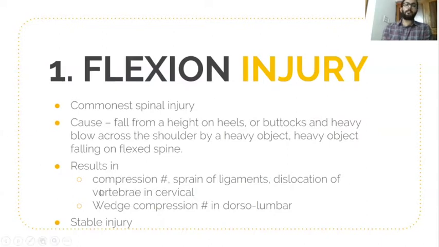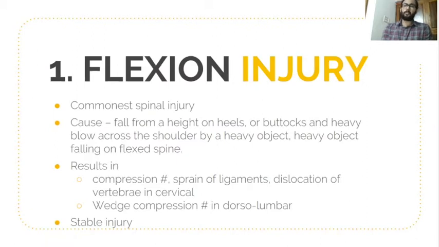Compression fracture. The most common site of compression fracture is between T11 and L1, in which T12 is the most common site. Anterior wedge compression fracture occurs. Sprain of ligaments. Dislocation of vertebra in cervical. The cervical spine is more prone to injuries. There is a chance of dislocation of vertebra in cervical, but it can be managed.